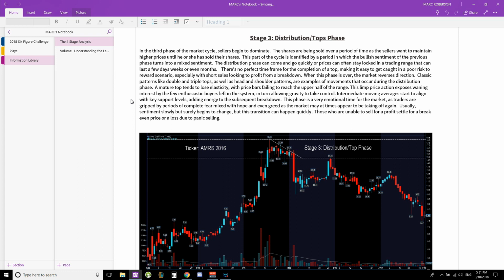This phase is a very emotional time for the market, as traders are gripped by periods of complete fear mixed with hope and even greed, as the market may appear at times to be taking off again. Usually sentiment slowly but surely begins to change, but this transition can happen quickly. Those who are unable to sell for a profit settle for a break-even price or a loss due to panic selling.